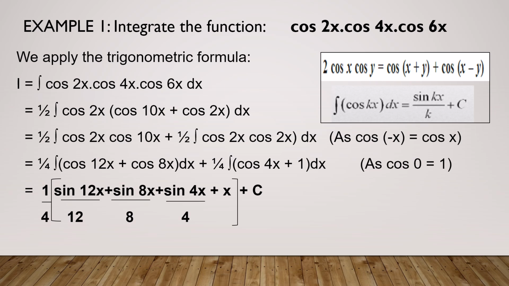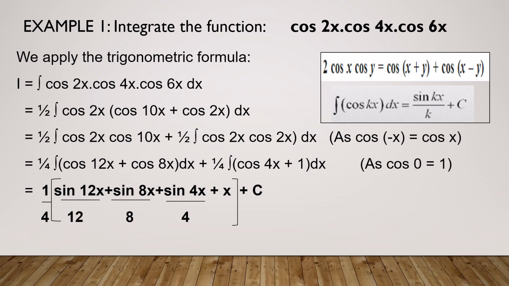So cos(4x plus 6x) plus cos(4x minus 6x), but cos of minus theta is cos theta, so it is cos 2x. Now simplify the bracket and again use this formula for the two terms. After simplification you will get these values. Also remember, we get cos 0 from 2x minus 2x, but cos 0 is 1. So now your final answer is 1 upon 4 taken outside, of sin 12x by x.